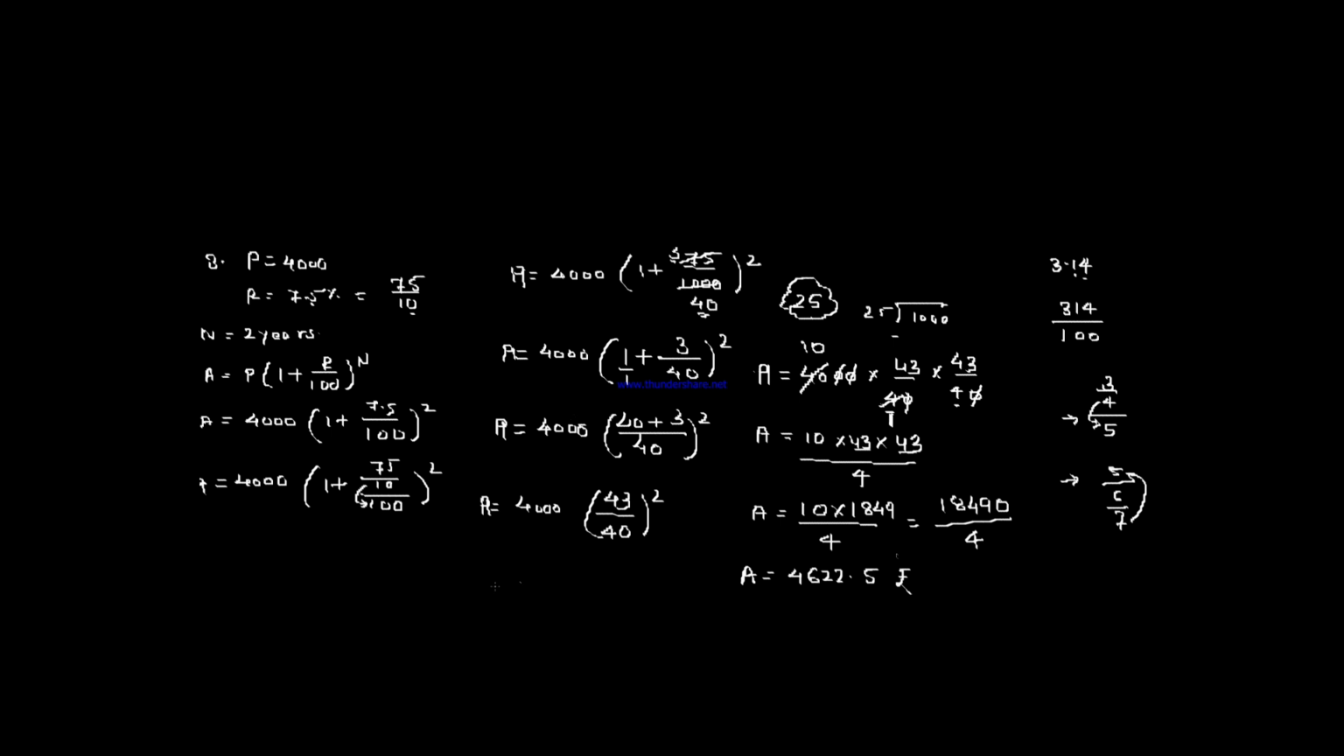Okay, but we need to find the CI as well. So I will try to find the CI in this particular portion. As we all know, CI is equal to A minus P. So your A is 4622.5 and your P is 4000.